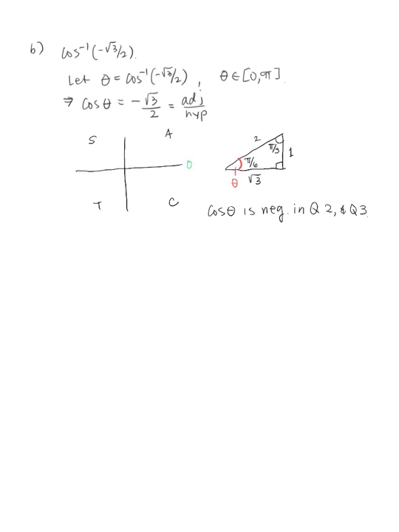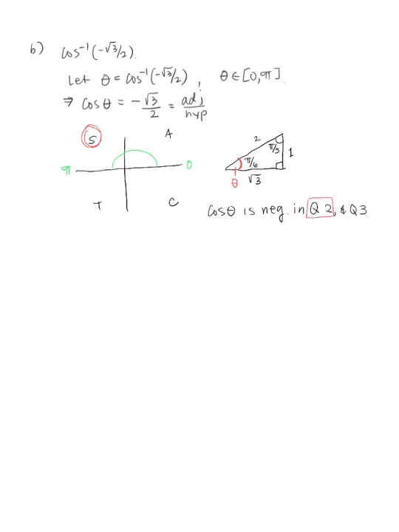So here's 0, pi. Your theta better be in here somewhere. It cannot be in quadrant 1, because then cosine would be positive. So cosine is going to lie in quadrant 2. Let me just box this.